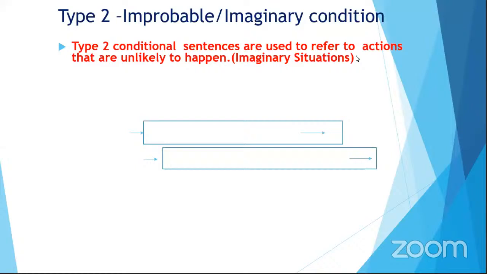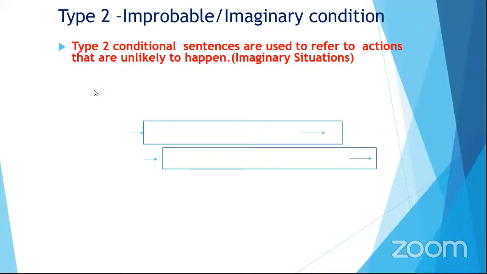Type 2 conditional sentences are used to refer to actions that are unlikely to happen. This is very important, dear students. Earlier in type 1, we talked about the actions that are likely to happen. Here, of course, we talk about the actions that are unlikely to happen. It's in the situations.